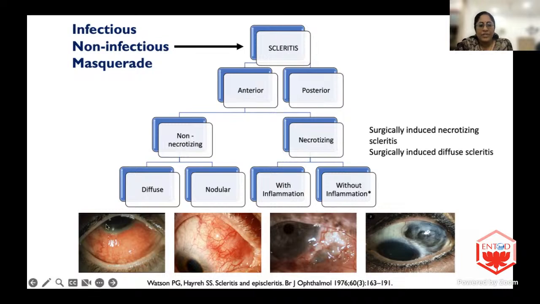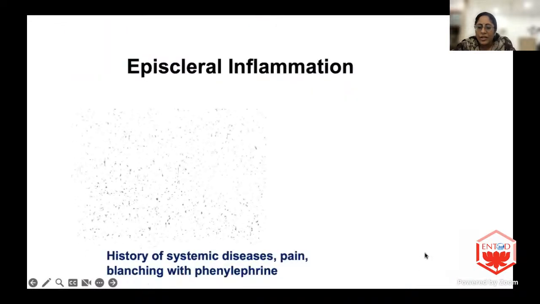So these are examples. This is a case of diffuse anterior scleritis. This is a case of a big nodule, which is apparently very congested looking. So this is nodular scleritis. This is what an inflammatory necrotizing kind of region looks like. There's a lot of tissue breakdown, ulceration. And this is that so-called entity where you have necrotizing scleritis without inflammation, which we used to see frequently in patients with rheumatoid arthritis. It's not so frequently seen. And remember, this publication is way back from 1976, when none of you were born.